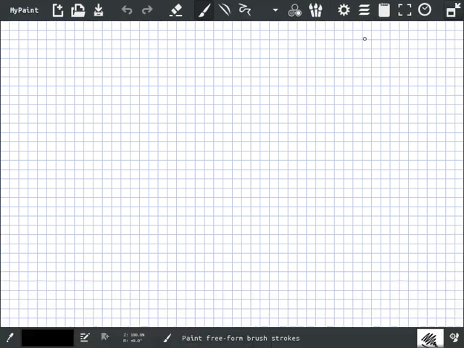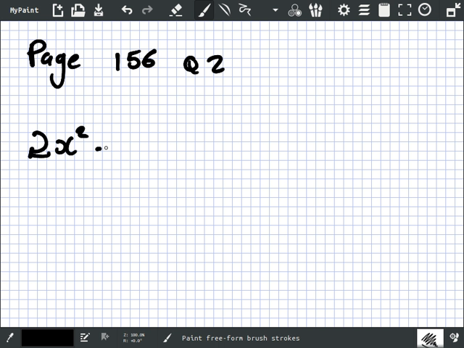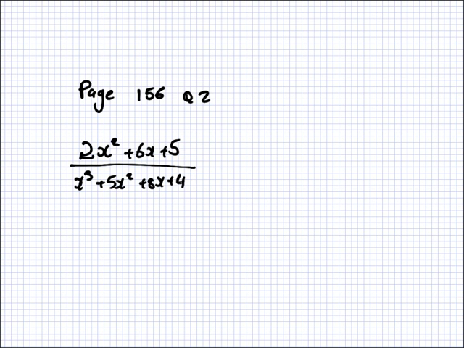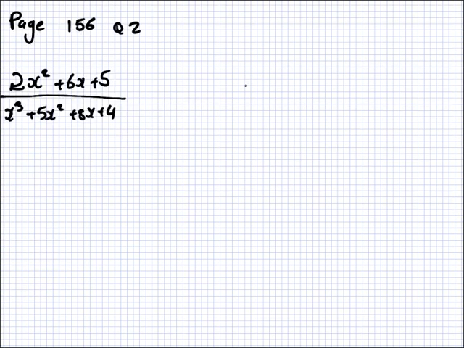Okay, so if we can look now at page 156, question 2. It's not too bad actually. 2x squared plus 6x plus 5 over x cubed plus 5x squared plus 8x plus 4, yeah? Now, first thing we should do is factorize there.